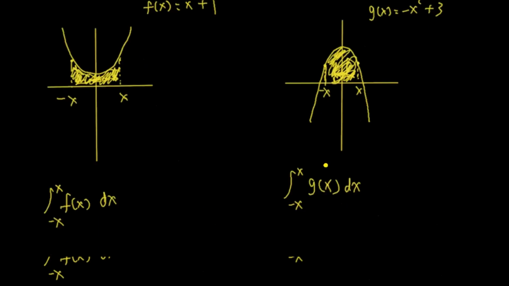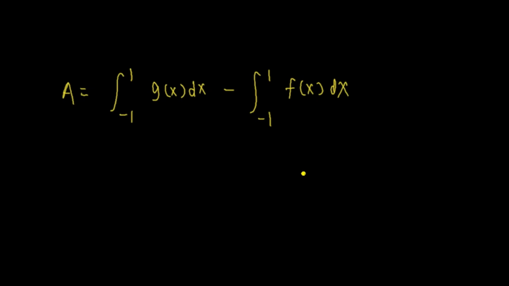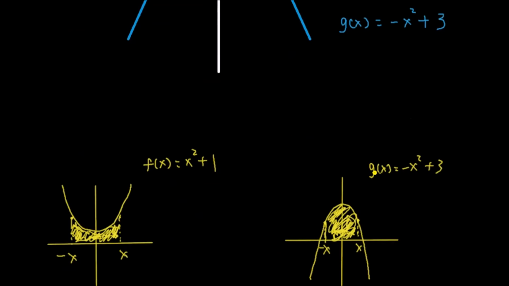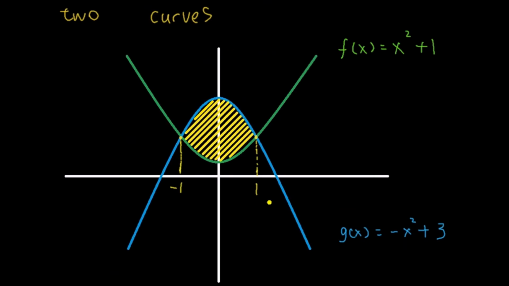Okay, so the area of the shaded region we're looking for is the integral from negative 1 to 1 of g(x) dx minus the integral from negative 1 to 1 of f(x) dx. So that's the area we're looking for. Okay, so let's do it one by one. Let's integrate g(x) first and evaluate from negative 1 to 1.